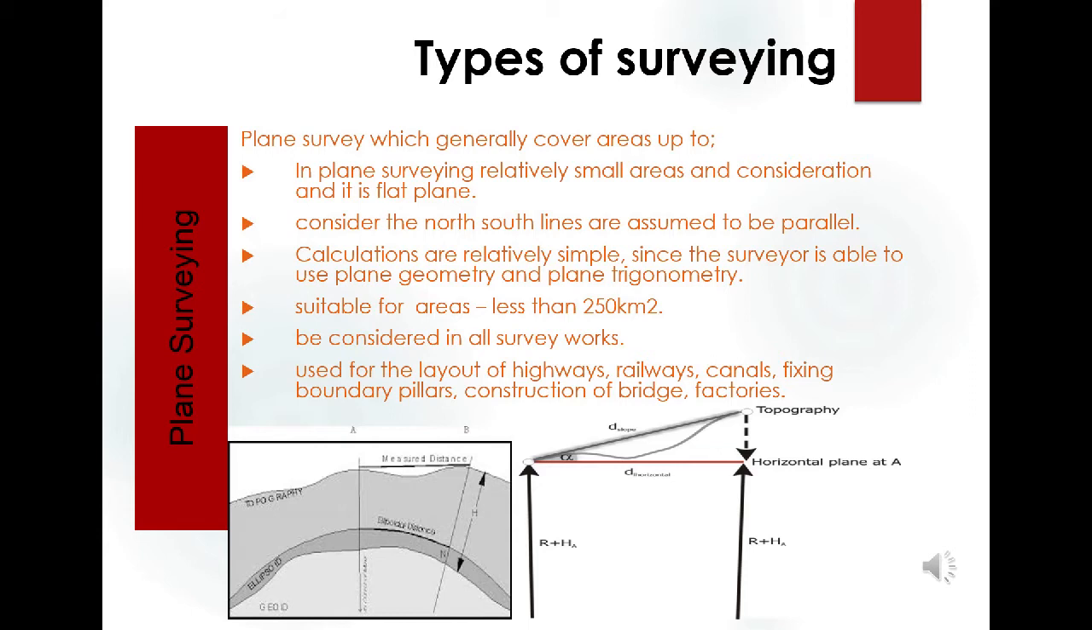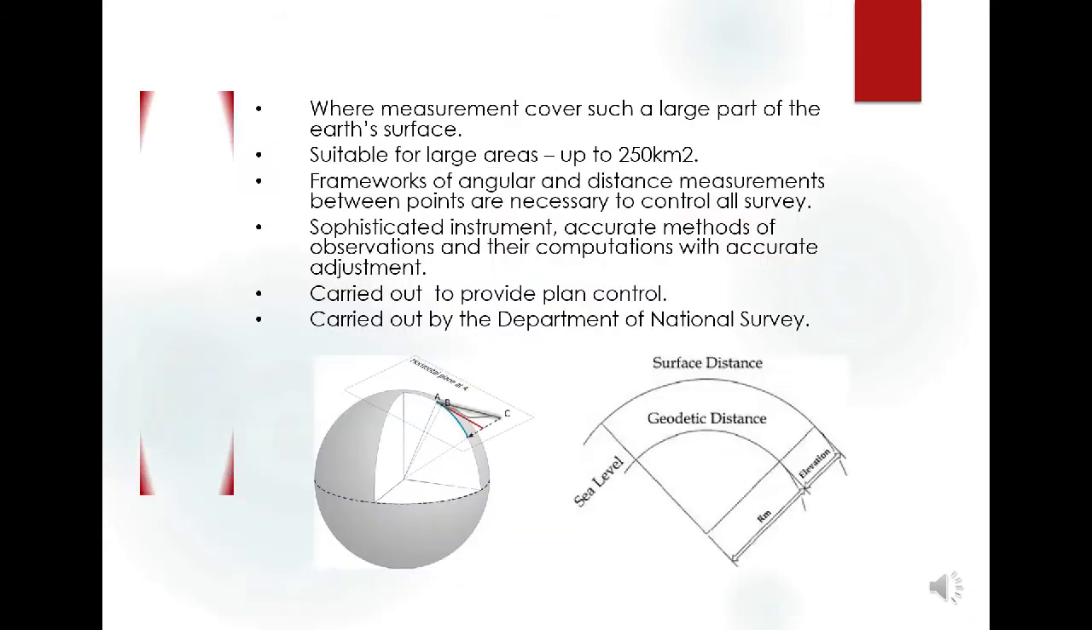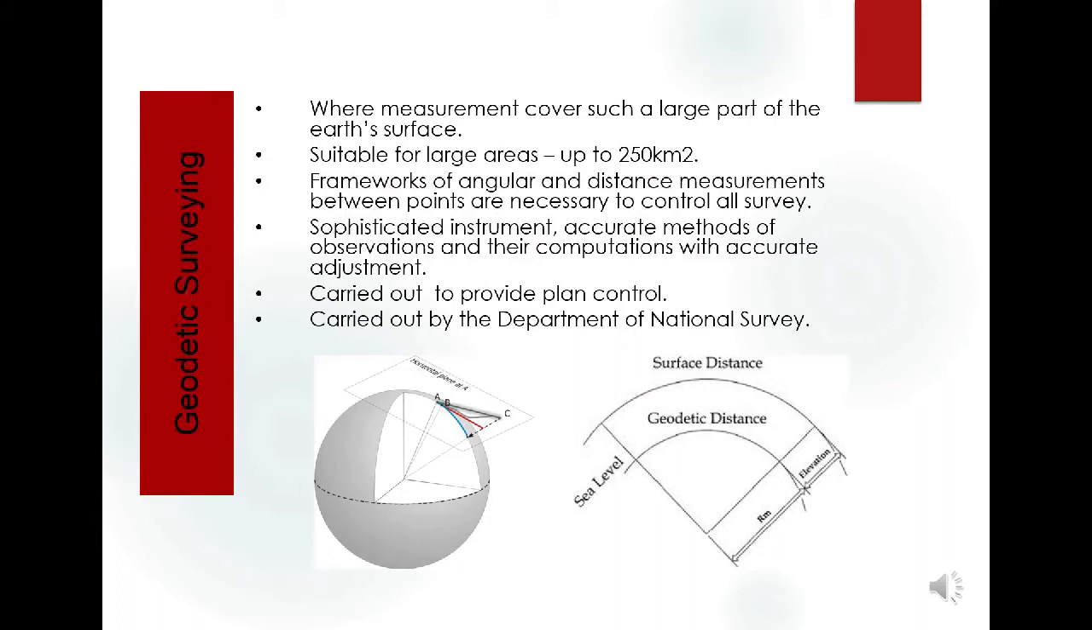It is not suitable for large areas, only areas less than 250 km square. It is mostly considered in all survey works. Plane surveys are used for the layout of highway projects. Plane surveying is the first step to execute them. Now let's see the second type of surveying. The second type is geodetic surveying.